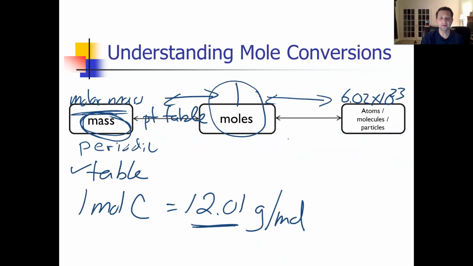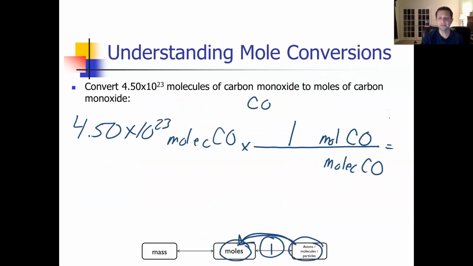If you go back, anytime we're dealing with atoms, molecules, or particles, you use Avogadro's number. Easy. How many molecules of carbon monoxide are in 1 mole of carbon monoxide? Well, it'll be 6.02 times 10 to the 23rd. Molecules of CO cancel. We're left with moles of CO for my final answer.